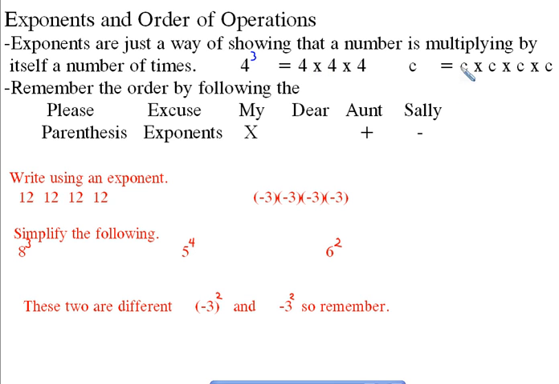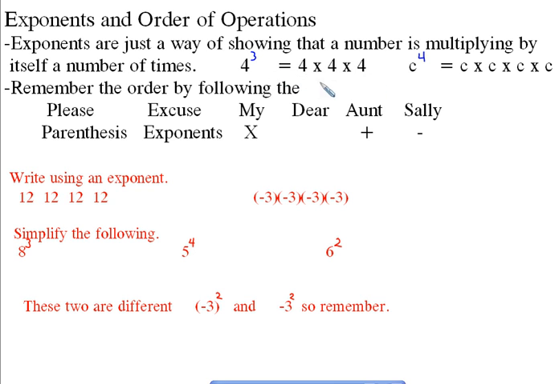This one here, c times c times c times c. So this would be c to the fourth power. And it works the same exact way. It's just multiplying this here.